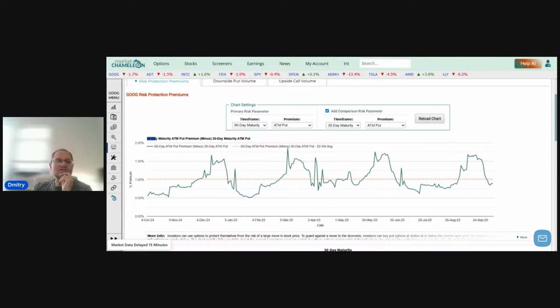So here you see 60-day at the money put minus 30-day at the money put in the cost, not implied volatility. Remember, we're comparing the cost of the put. Now we have a chart, and you can see it fluctuates around, gives us the difference. Right now the difference is 0.89%. So if I buy the 60-day put and sell the 30-day, it's going to cost me in premium 0.89% of the spot price.